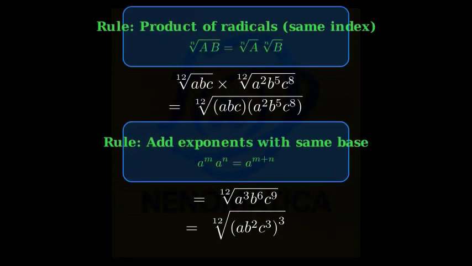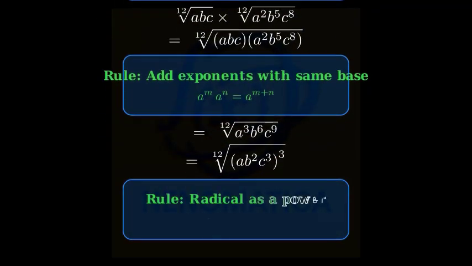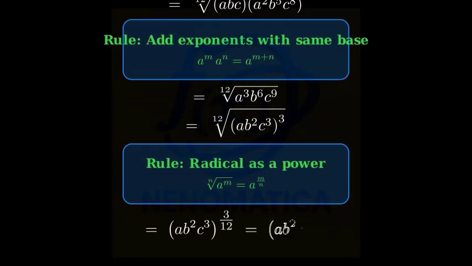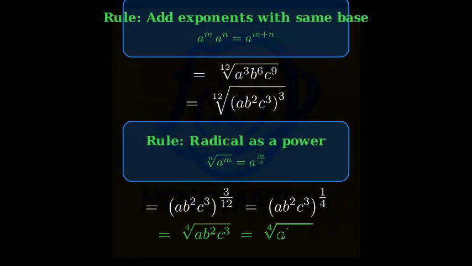Each exponent is a multiple of 3, so factor out a common 3. That is, a to the 3 b to the 6 c to the 9 equals open parenthesis, a b squared c cubed, close parenthesis to the third. Convert the radical to a rational exponent. 3/12 simplifies to 1/4. So the result is open parenthesis, a b squared c cubed, close parenthesis to the 1/4, which is the fourth root of a b squared c cubed.